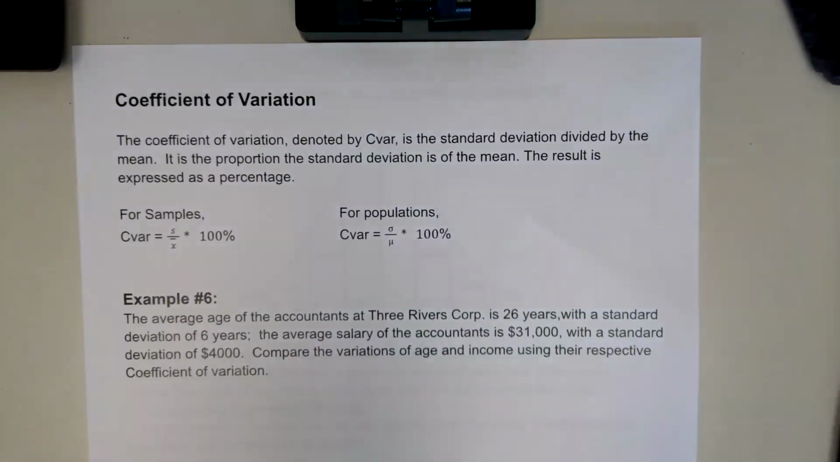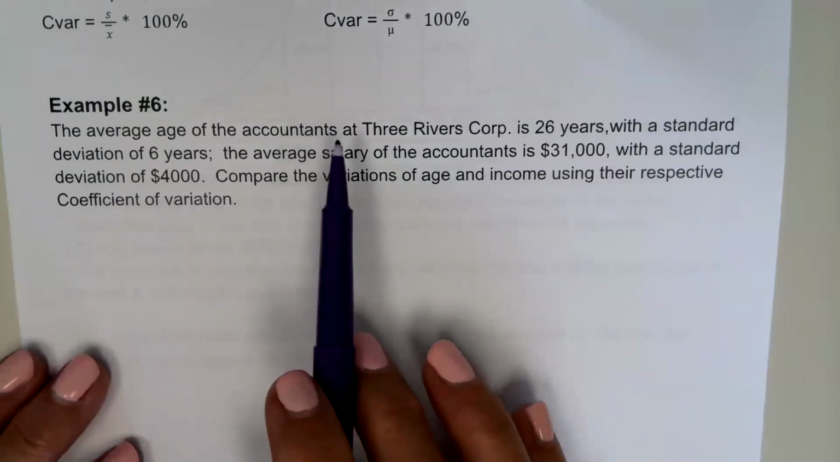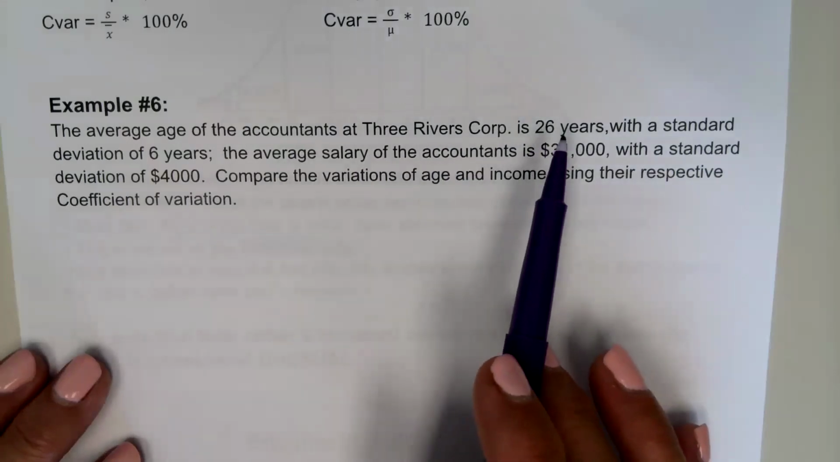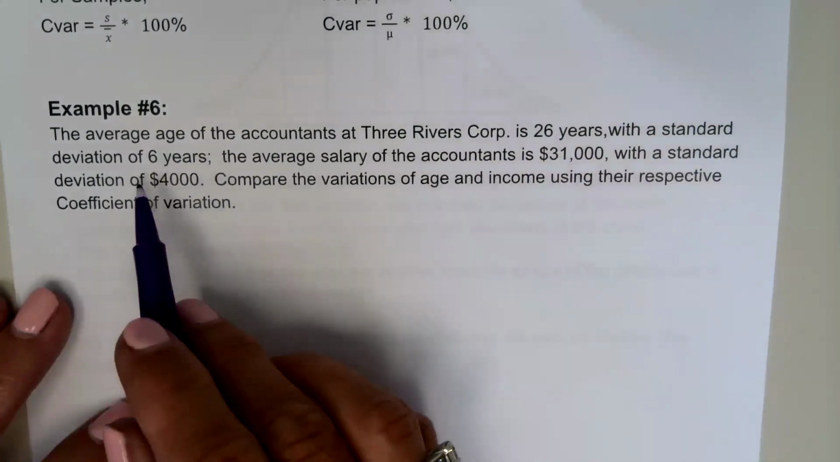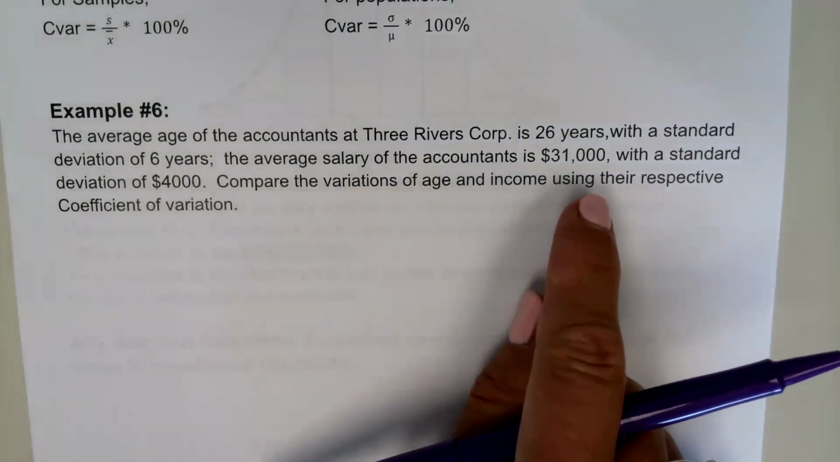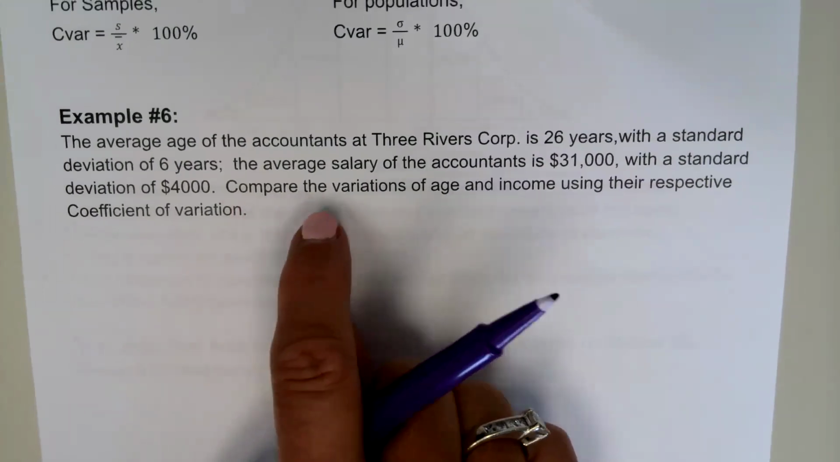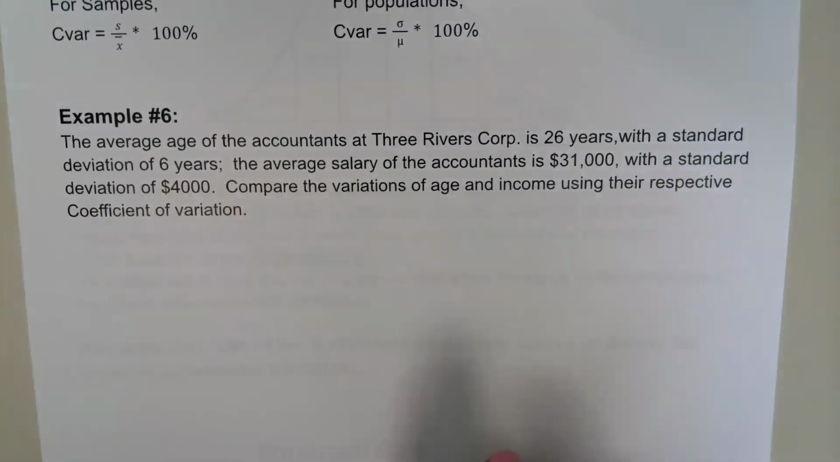So let's look at a comparison. Example 6 says we have the average age of the accountants at Three Rivers Corporation is 26 years with a standard deviation of 6. The average salary of those accountants is $31,000 with a standard deviation of 4,000. Compare the variations of age and income using their respective coefficients of variation.